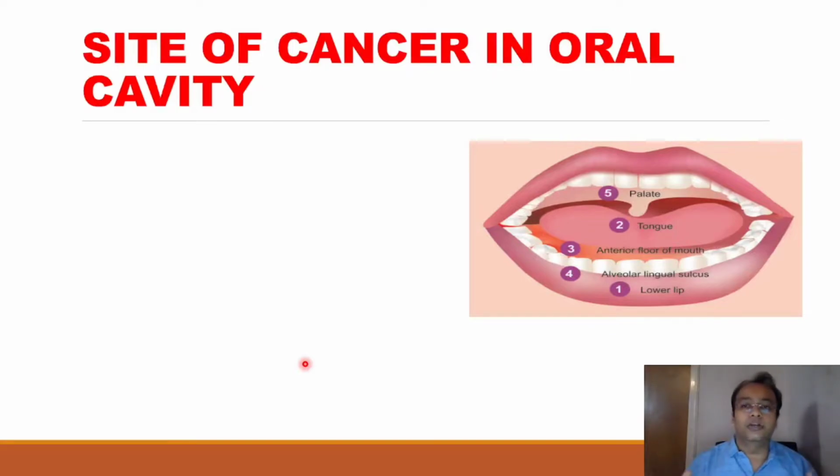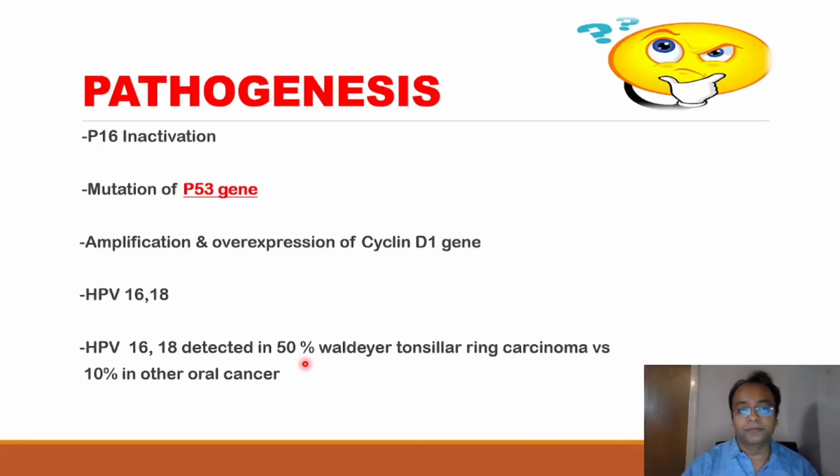Now, which are the sites of cancer in the oral cavity? All right, and this P16 inactivation, how does it lead to cancer formation? It's related to the cell cycle, right? The cell cycle regulation is lost. That I have also explained in my proto-oncogene lecture. So you can check the playlist of neoplasia to learn in detail about each of these pathogeneses.